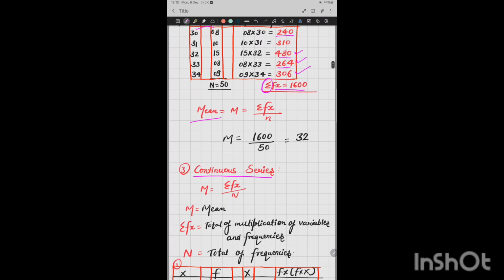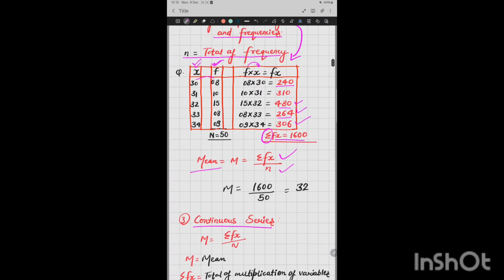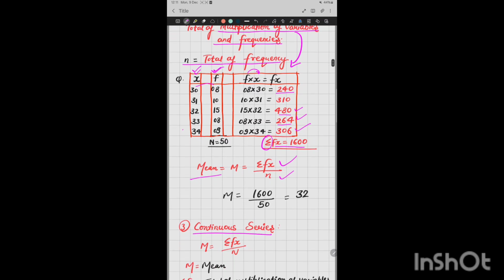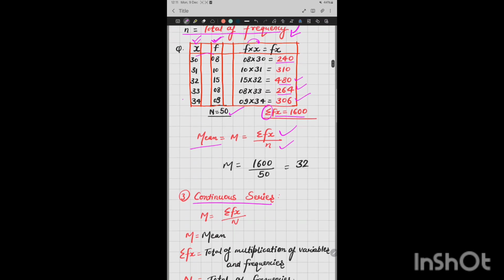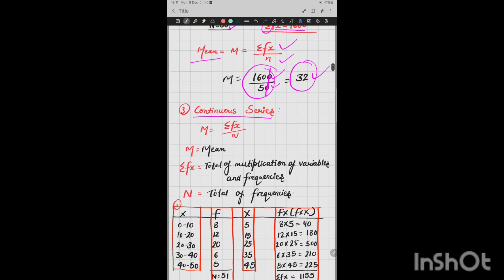To find out the mean, we'll put everything into the formula. For n, you won't count these like 1, 2, 3, that is not your n. In discrete series, your n is the total of the frequency. So the total of the frequency is 50, and the total of sigma fx is 1600. We'll put it into the formula, 1600 divided by 50, so 160 divided by 5, and that will come as 32. That is your mean in the discrete series.